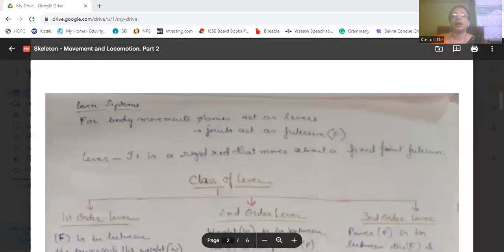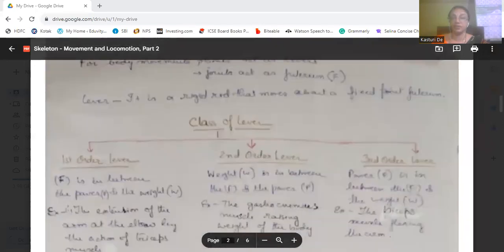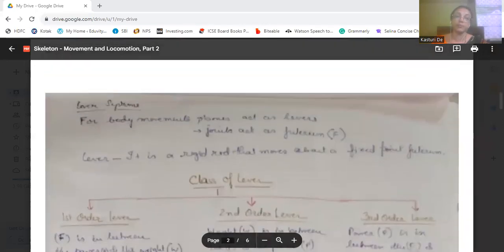Then we'll come to lever systems, which are found in our body. For body movements, bones act as levers and the joints act as fulcrums. So what is a lever? A lever is a rigid rod that moves about a fixed point known as the fulcrum.